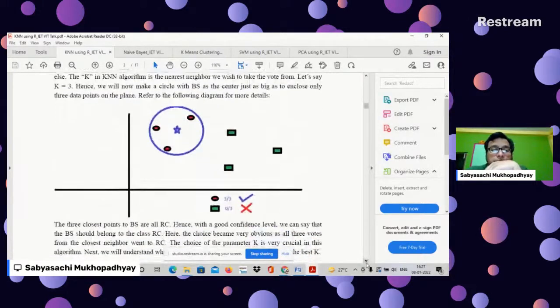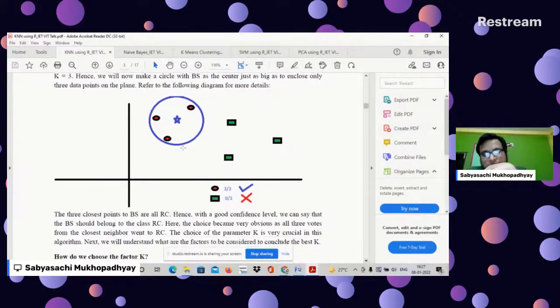Now, for example, if you are taking the three nearest neighbors, with K equals 3, then it is quite understandable that with respect to these three blue circles, this blue star should belong to this particular group, which is the red circle group. It is quite unlikely that this blue star will belong to the green square group with K equals 3, because the three closest points to the blue star are all red circles. That's the reason we conclude that this blue star will belong to the red circle category.